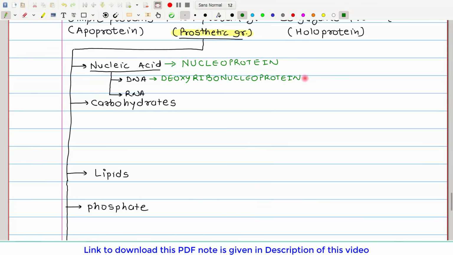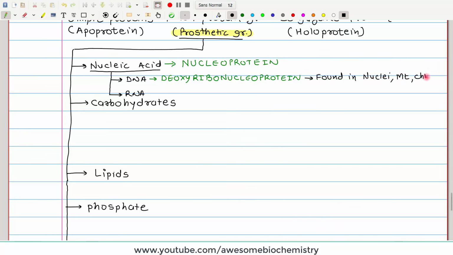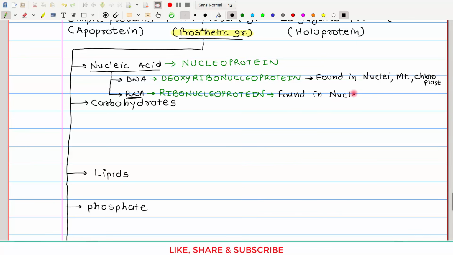deoxyribonucleoprotein. And where is it found? It is found where DNA is found. So they are found in nucleoli, mitochondria and chloroplast. Now instead of DNA, if RNA is present, we can call them a ribonucleoprotein. Where is this ribonucleoprotein found? Of course, it is found wherever RNA is found. So ribonucleoprotein is found in nucleoli and ribosomes, right?